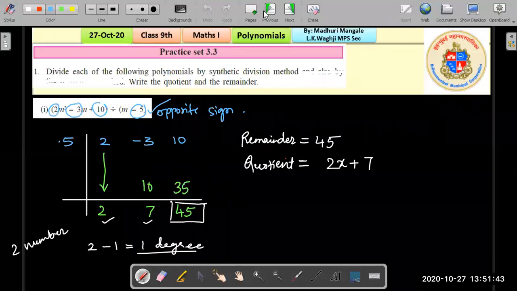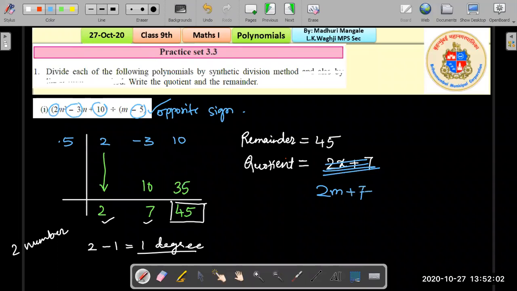Okay, quickly, something I could recollect here. Just check for this problem, the earlier problem. Here the question had the variable m. The question had the variable m. So here we need to write the variable to be m. So the quotient won't be 2x plus 7. It would be 2m plus 7. The variables should match. Okay, so if the question is in m, the answer has to be in m, right?